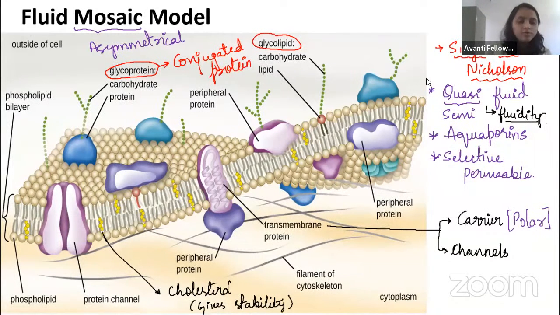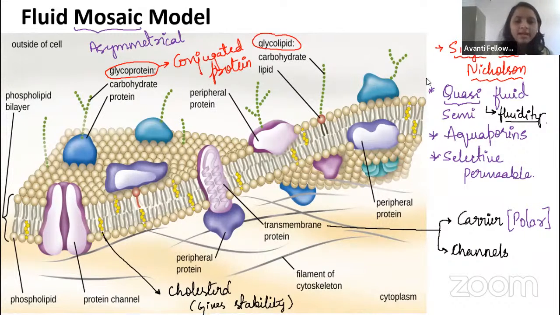Then tell me who is the scientist who discovered the living cell? Answer me fast in the chat box. Anton van Leeuwenhoek, right? The scientist who discovered the living cell is Anton van Leeuwenhoek.